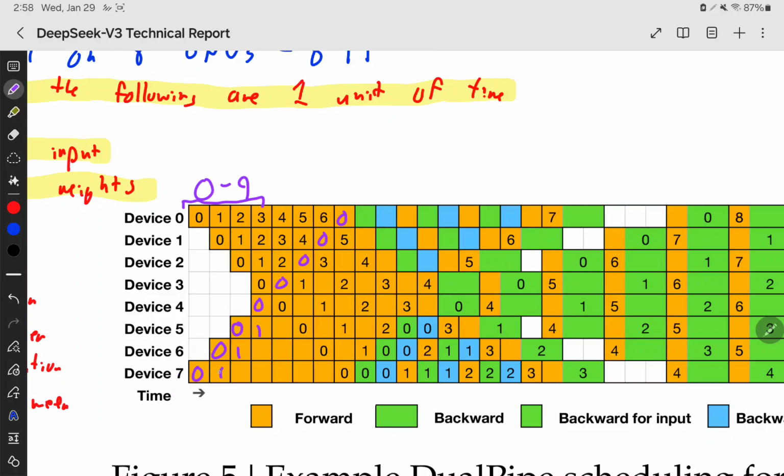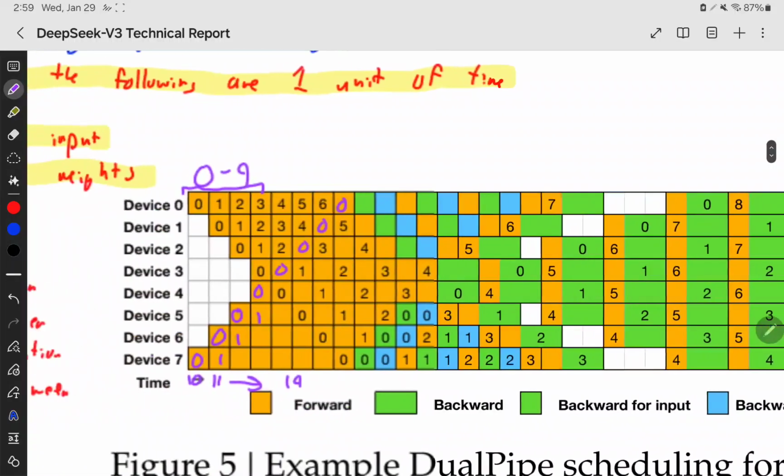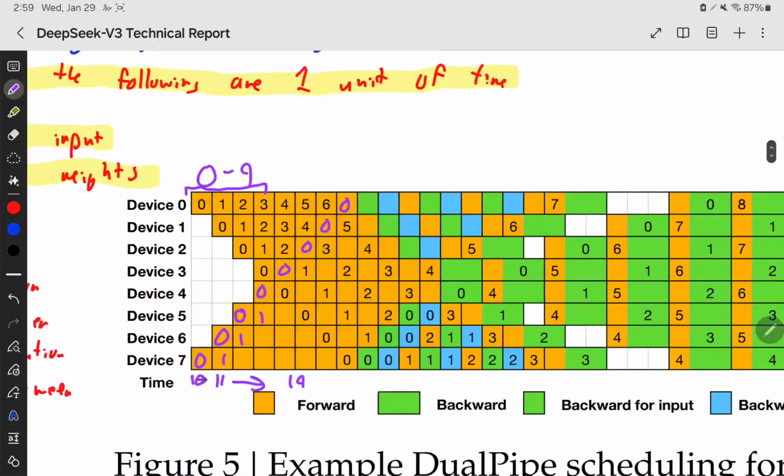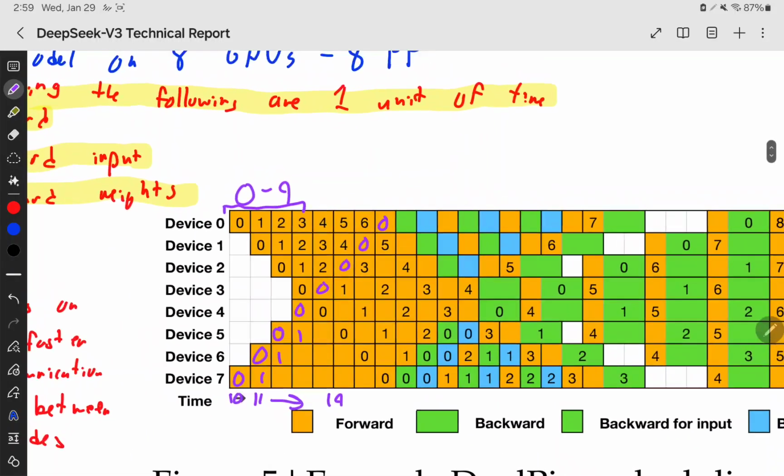Here, this starts with batch 10, 11, and it goes to batch 19. They don't number these ones. So the unnumbered ones are the batch going in parallel in the opposite direction.